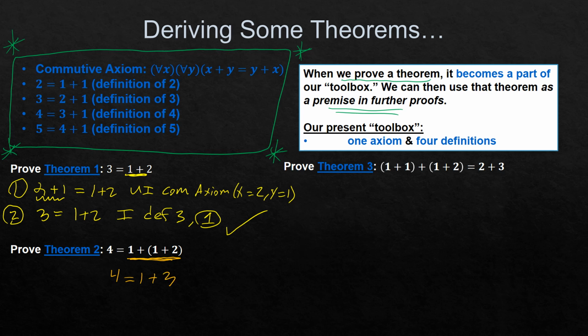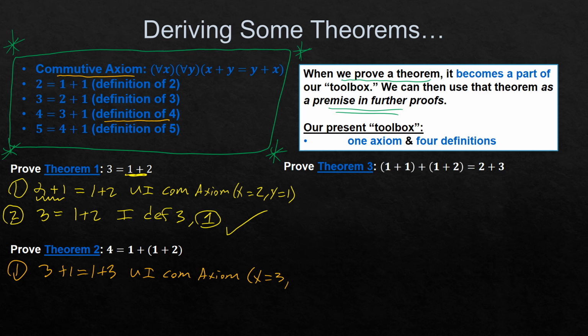We can rewrite that. And this gives us a clue that we should use, for example, the definition of 4, which tells us that 4 is equal to 3 plus 1. But here we have 1 plus 3. We want 3 plus 1. And so we're going to have to do the commutative axiom. We're going to instantiate it. So let's do that. For line 1, we could instantiate that 3 plus 1 is equal to 1 plus 3. This is the universal instantiation of our commutative axiom, with x being 3 and y being 1.